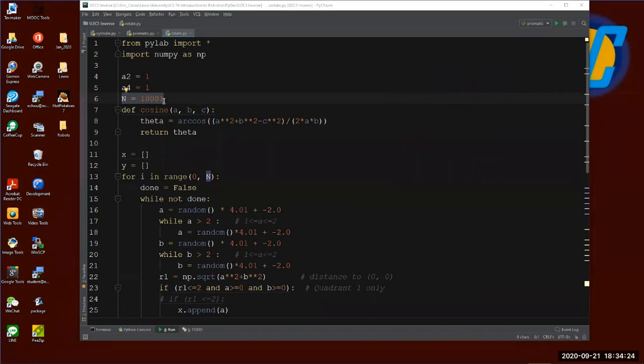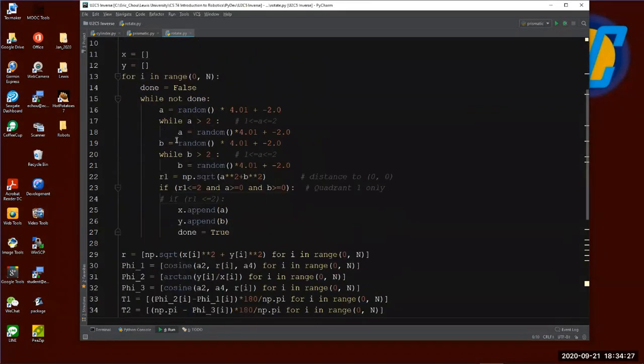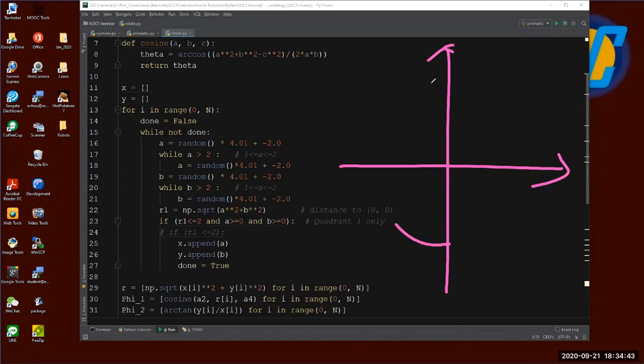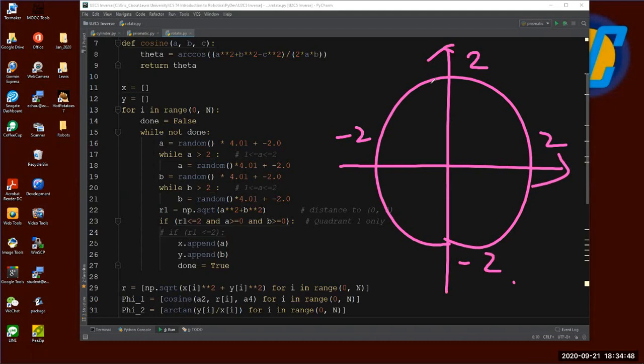And in this one, we are given N data points, and we create 2 lists, X and Y list. So here we use the random number generator to generate the points. The theory behind it is we are going to generate A and B that are within the range of -2 to 2. And whatever A2, A4 can reach will be within this range, because each section is 1.